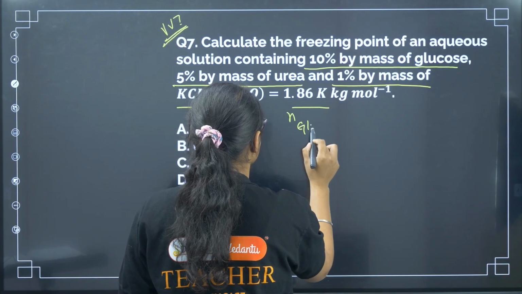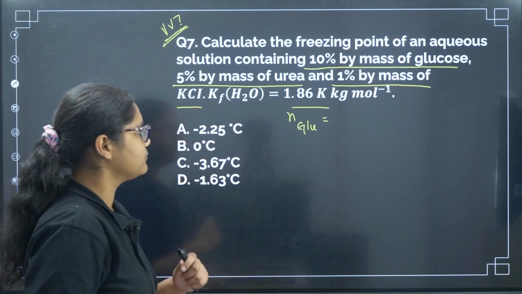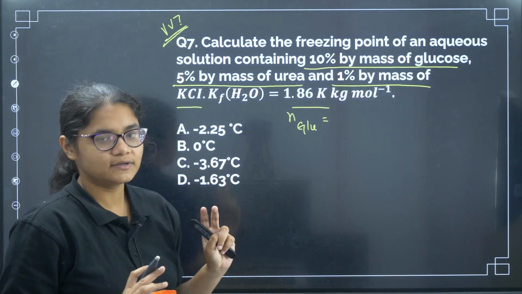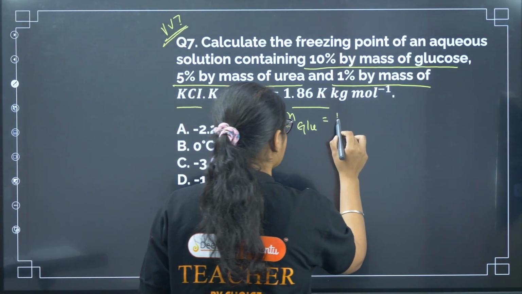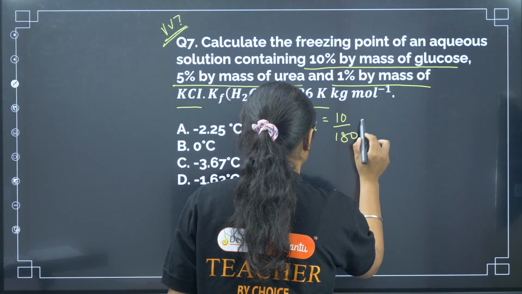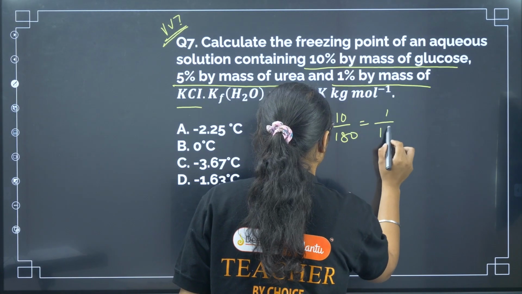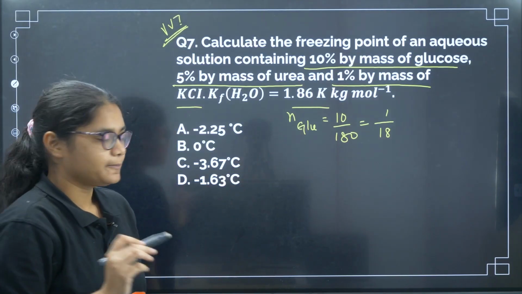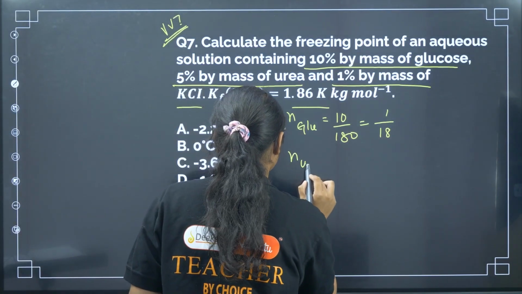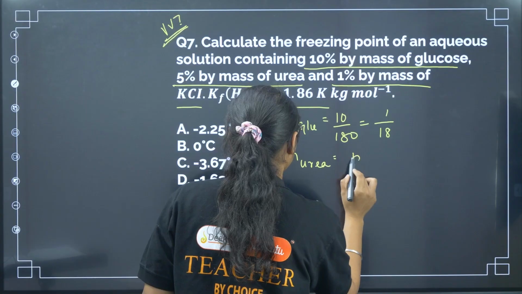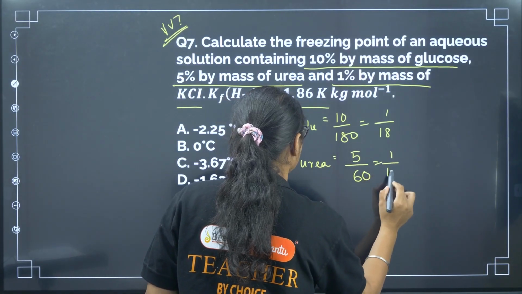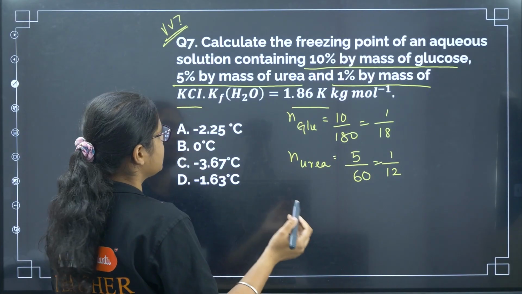So number of moles of glucose will be given mass by molar mass. In 100 gram of solution, 10 gram is glucose, so the number of moles will be 10 by 180, that is 1 by 18. Next, urea: 5 gram is urea, right? So number of moles of urea will be 5 by 60, that is 1 by 12. And then we have 1% of KCl.